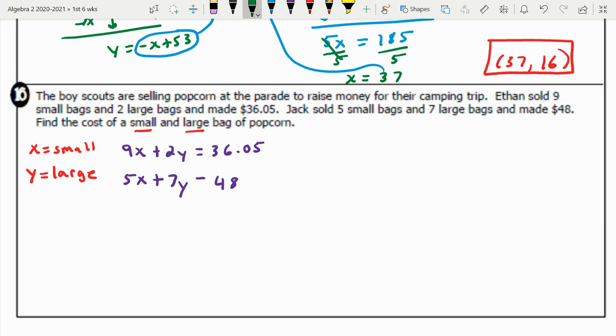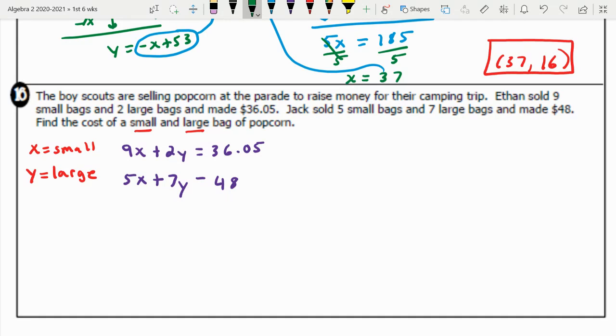Okay, so with elimination, the whole idea is to get some variables to cancel out. So 9 and 5 and 2 and 7, I tend to like the smaller numbers. All the coefficients are positive, so one of my numbers I have to multiply by needs to be a negative. So I'm going to eliminate the y's. Let's go ahead and do that.